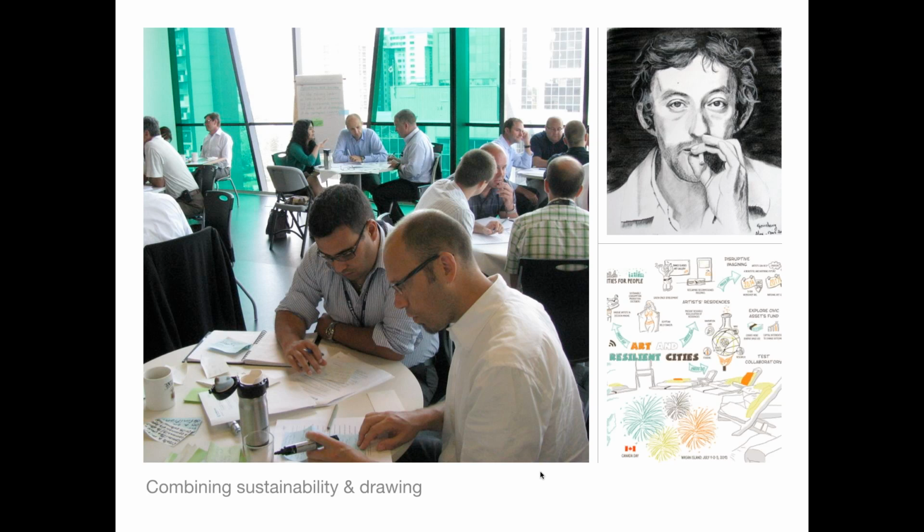And on the right, you have two drawings. One is, I guess that's my connection to France. It's a French singer called Serge Gainsbourg, and a different type of illustration, which is more cartoony type. That's an illustration I did during a session about how to use art to create resilient cities. So that's just to show different kinds of drawings, and how I've been trying over the last number of years, especially the last 2 years, to find ways to use drawing and illustration to make my sustainability work more effective.